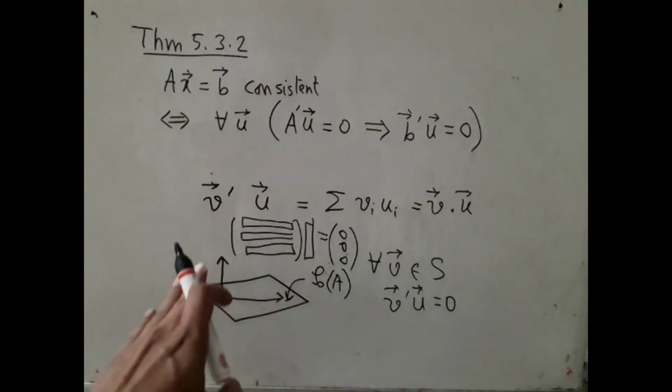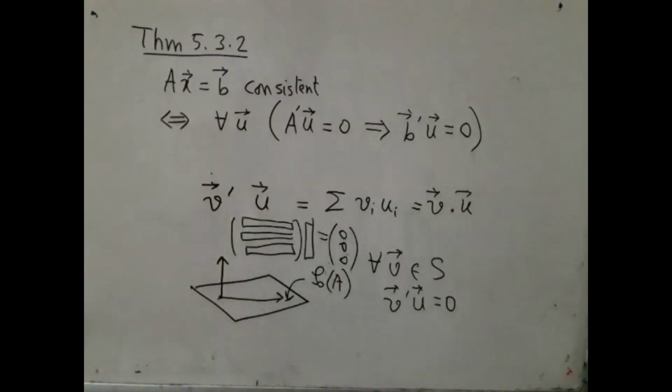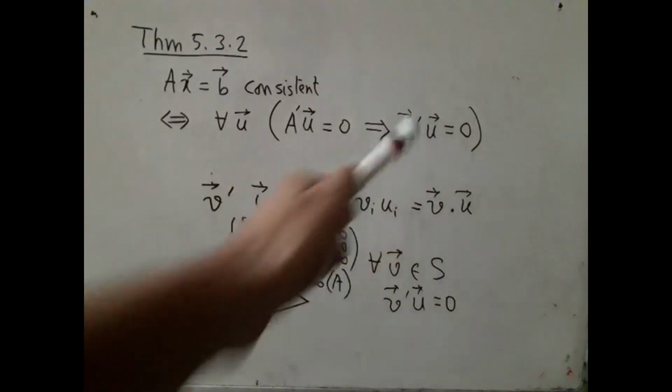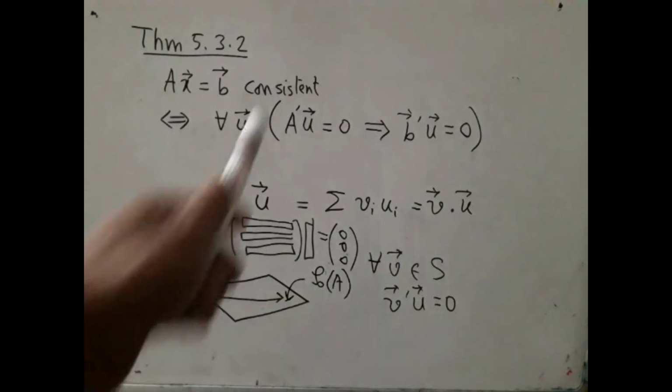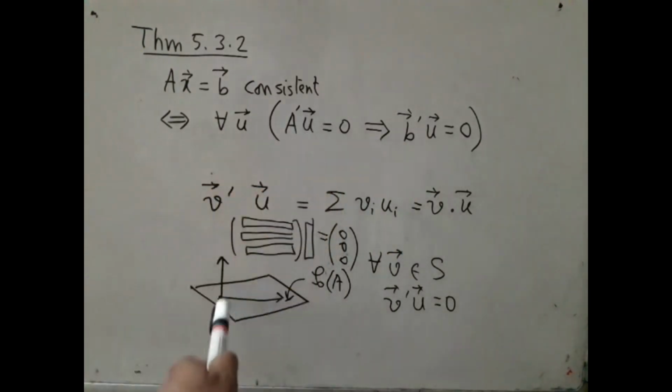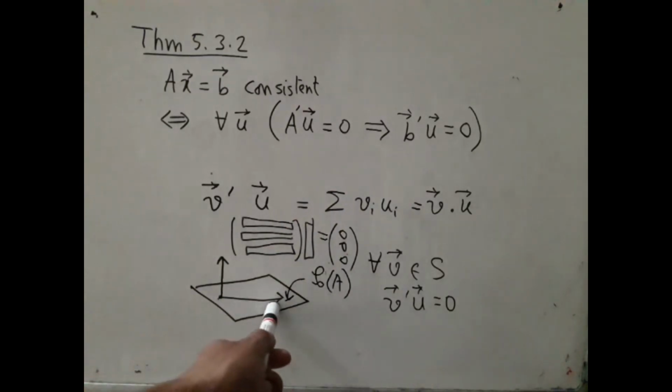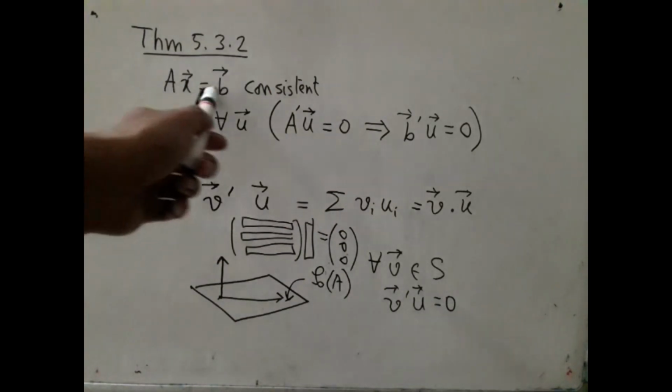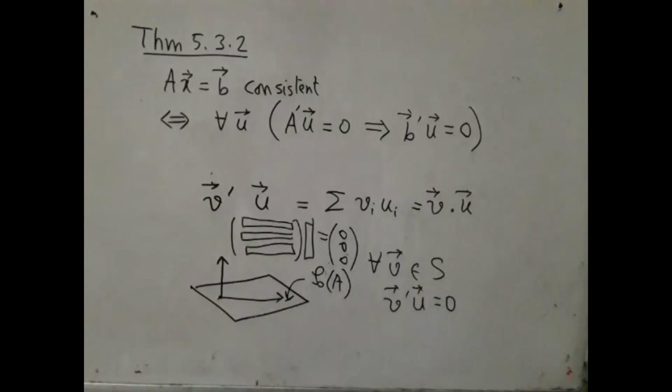So, if this is the column space of A, U is a vector which is perpendicular to that. And this means U is a vector which is perpendicular to B. Now it says whenever U is perpendicular to A, you have U is perpendicular to B. What does that mean? That basically means B must be itself something which lies in the column space of A. And that is precisely the condition. If B is in the column space of A, then obviously whenever U is perpendicular to the column space of A, it must be perpendicular to B as well.